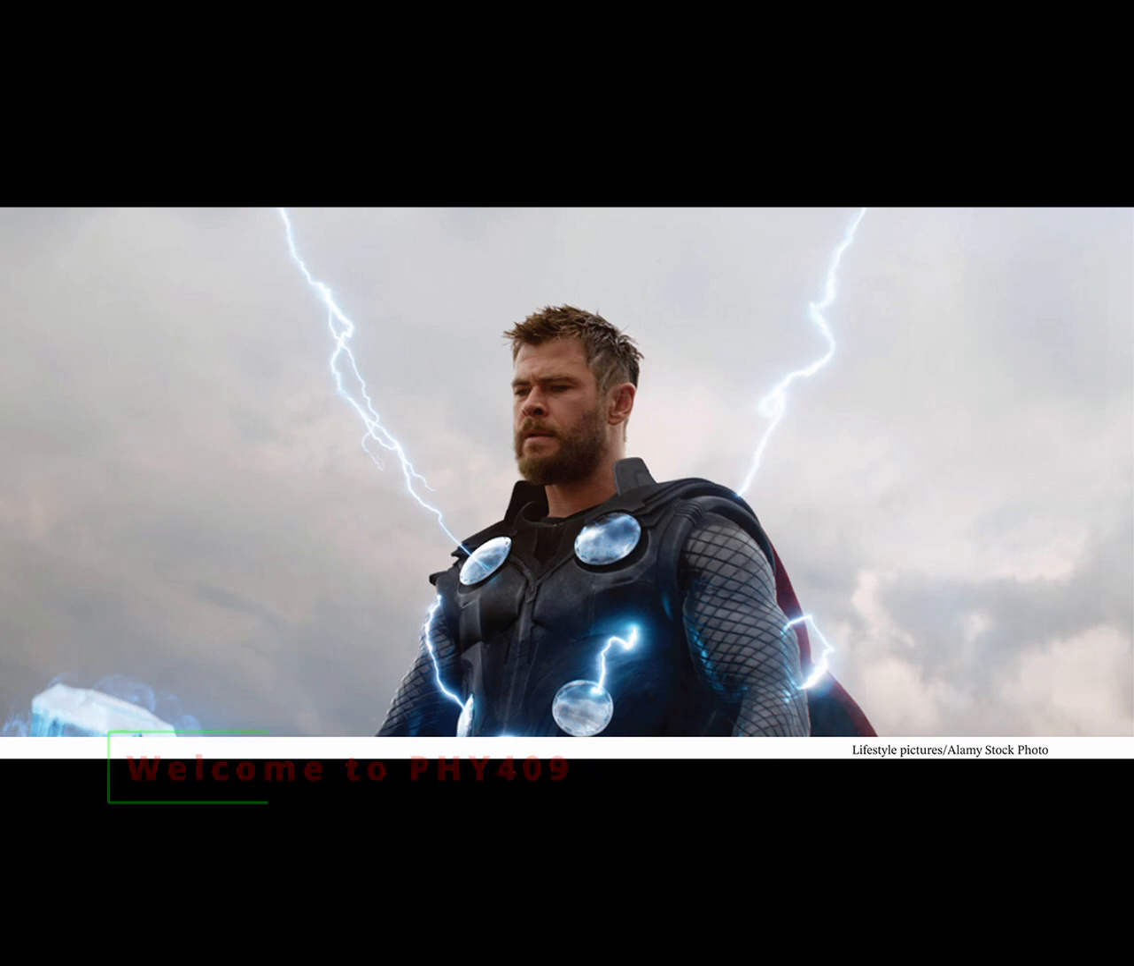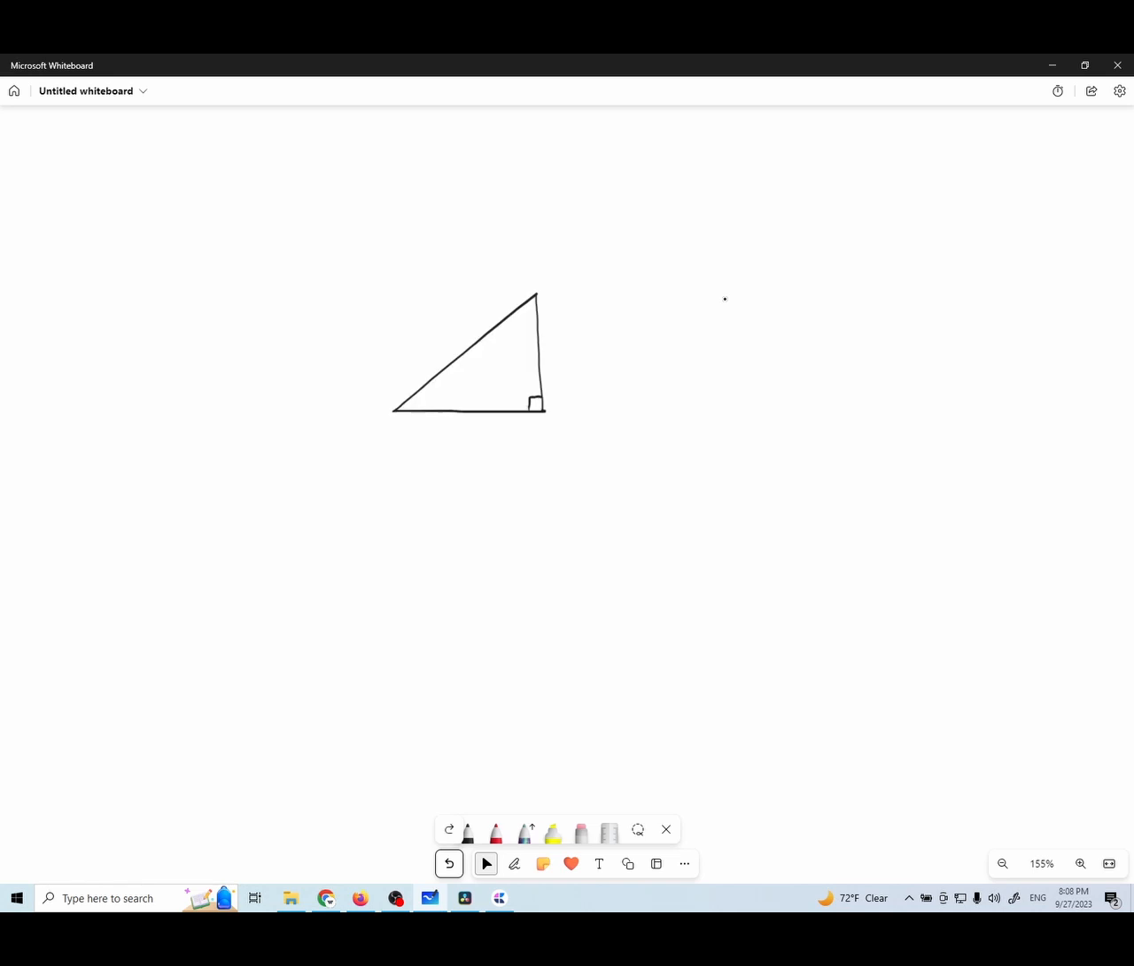Whenever vectors are involved, it is useful to see or recognize a right triangle. In a given right triangle, there is the hypotenuse, the angle theta, the side that is opposite to the angle theta, and the side that is adjacent to the angle theta. Sine theta is the ratio between the opposite and hypotenuse. Cosine theta is the ratio between the adjacent and hypotenuse. And tangent theta is the opposite versus the adjacent.